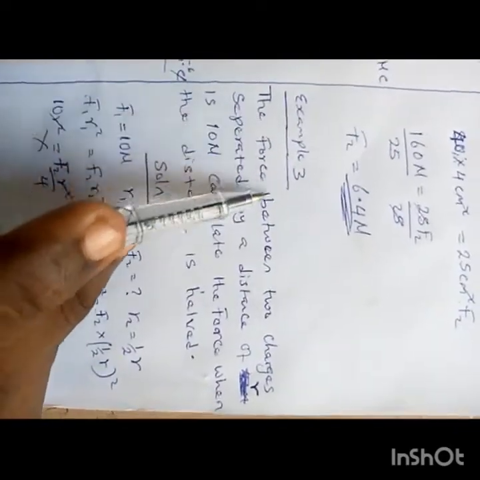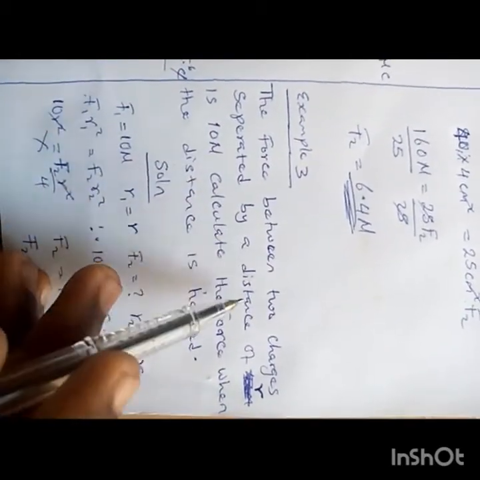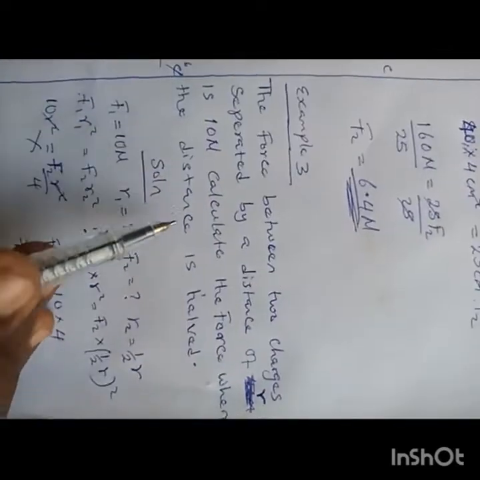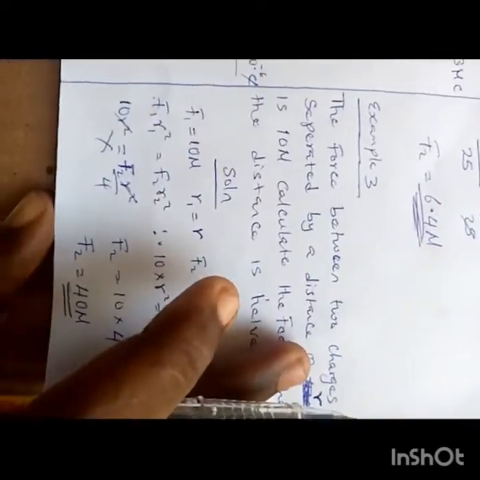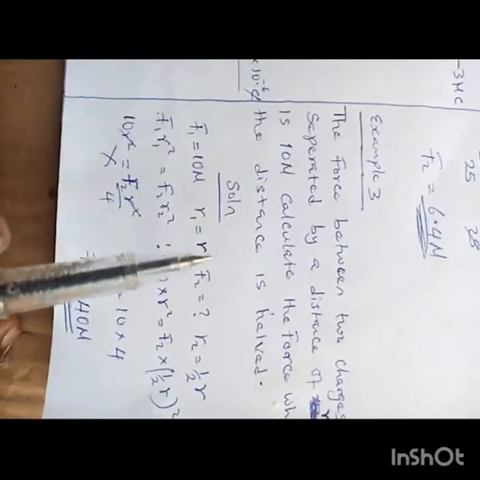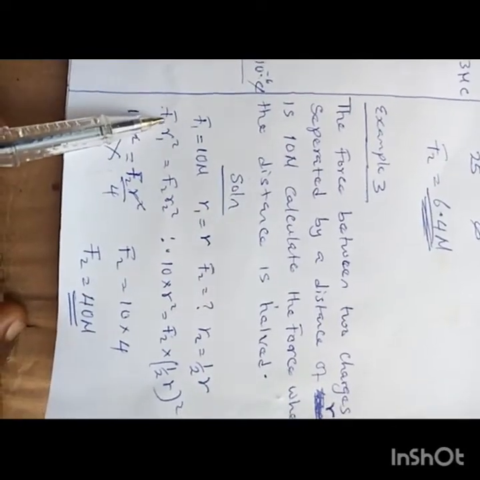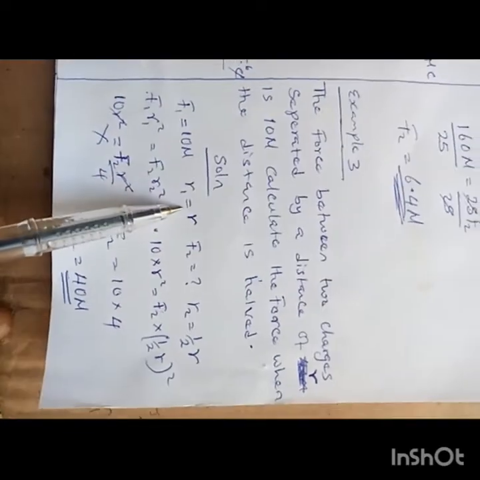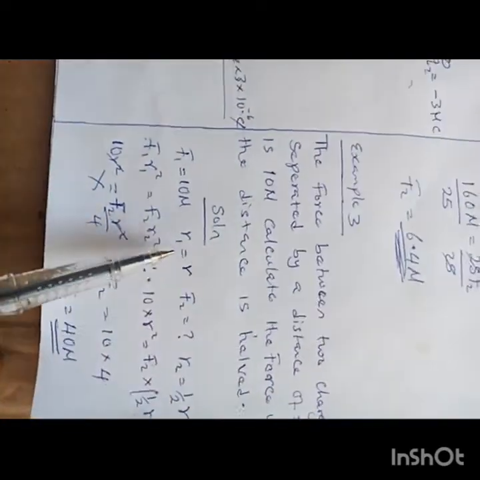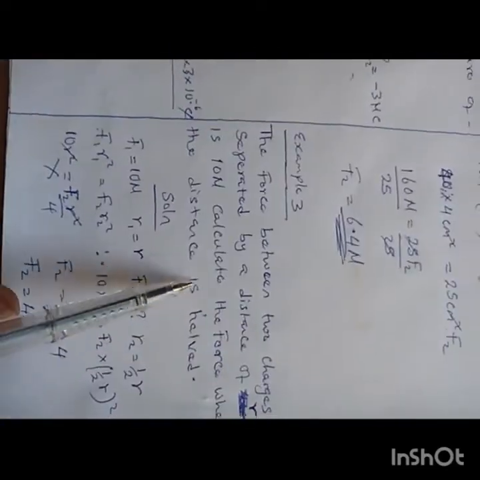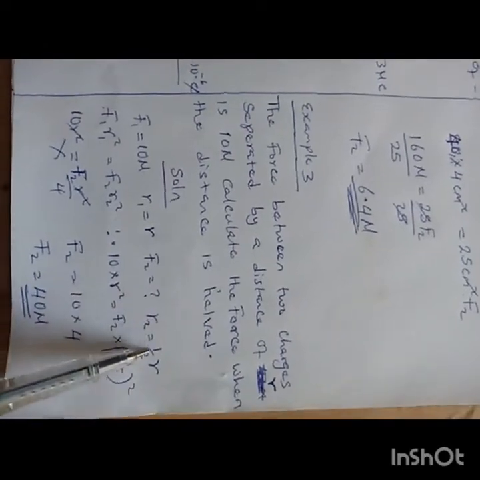Now let's talk about the third example. The third example says the force between two charges separated by a distance of r is 10 Newton. Calculate the force when the distance is half. Now also they talk about force and distance, and we have already derived at the back that whenever we are given force and distance, we should always say F1 R1 square is equal to F2 R2 square. Now our F1 is 10 Newton. Our first distance, they say at a distance r, so R1 is equal to r. Then our F2 is what we are looking for. Our R2, they say the distance is half, so it will be half of r.